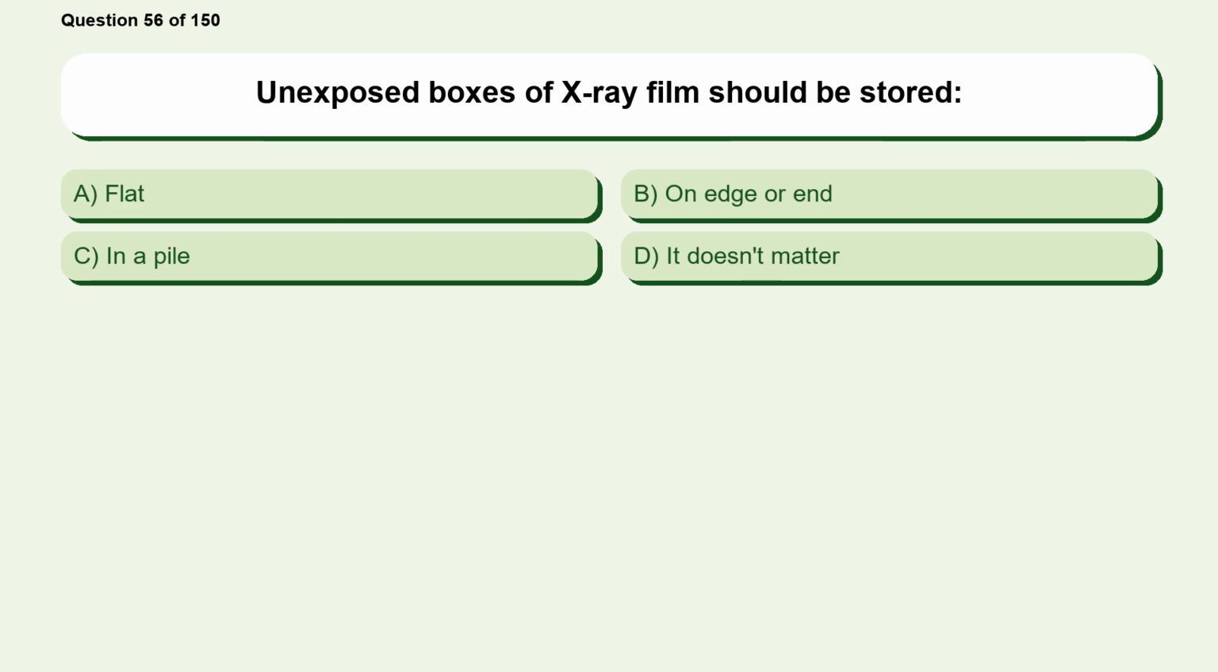Question 56. Unexposed boxes of X-ray film should be stored: Option A, flat. Option B, on edge or end. Option C, in a pile. Option D, it doesn't matter. The correct answer is option A, flat.